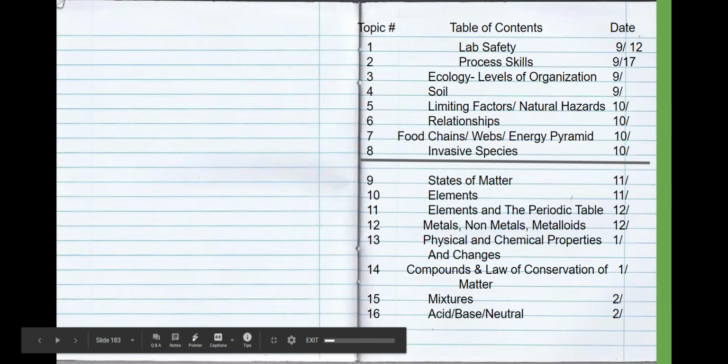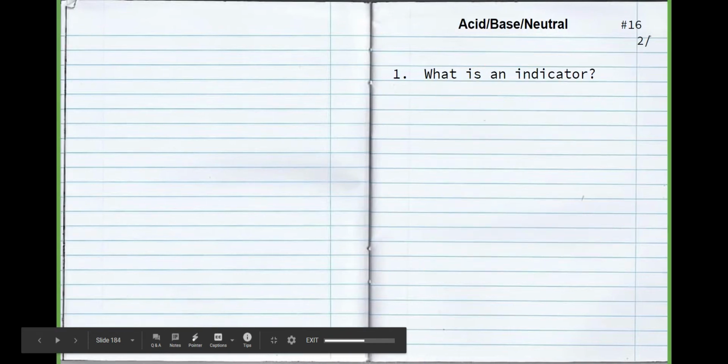All right, everybody, today is a big day. We're covering topic number 16, acid, base, and neutral solutions, and this is our last topic of chemistry. So go ahead and add this to your table of contents. Turn to that next available page on the right-hand side.